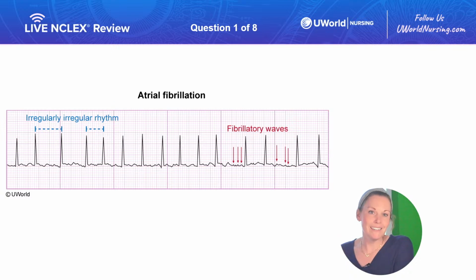Again, irregular is really the key term here for atrial fibrillation. We see disorganized atrial activity. We see our ventricles still firing, but it's not organized. Good work. I hope that was helpful.